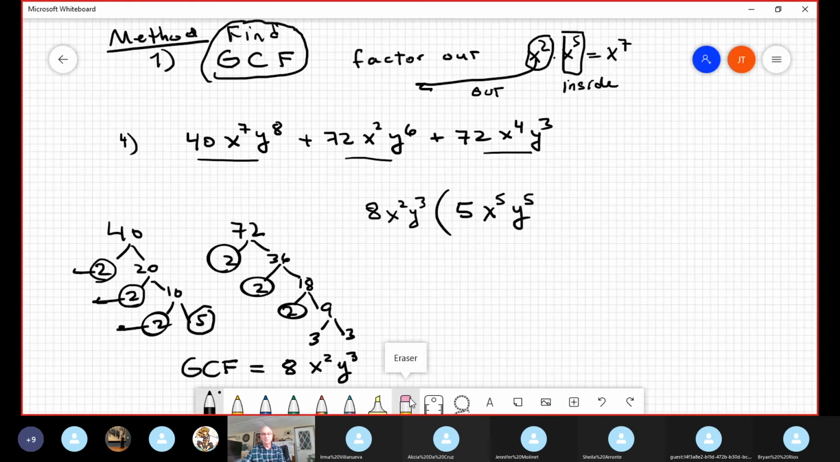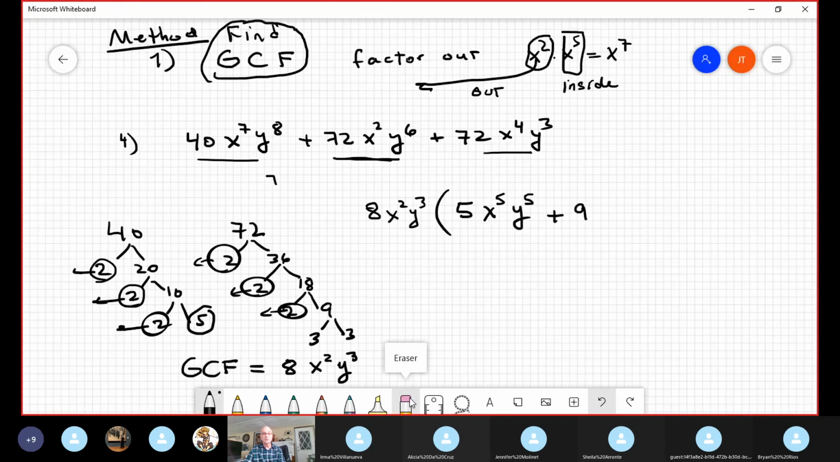Exactly. Plus, I go to the second one. 72. The factorization was this. This is a fantastic idea, because I like factorization so much. These two and these two go out. 2, 3, 3 and 9 stay inside. Another way, guys: you divide 72 by 8 mentally, and get 9. It's another way.